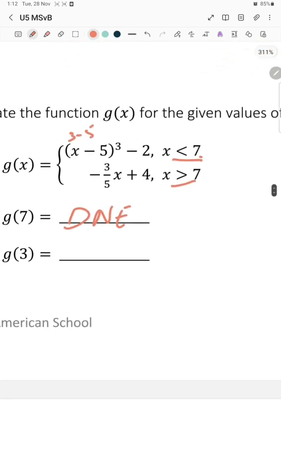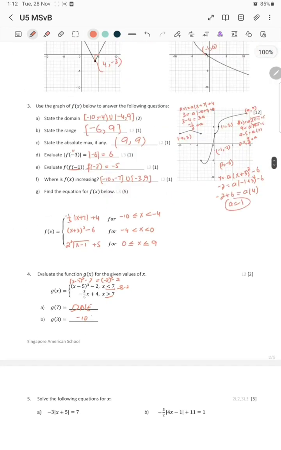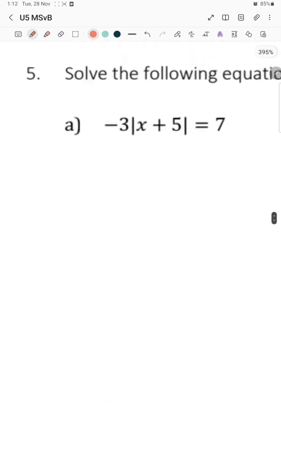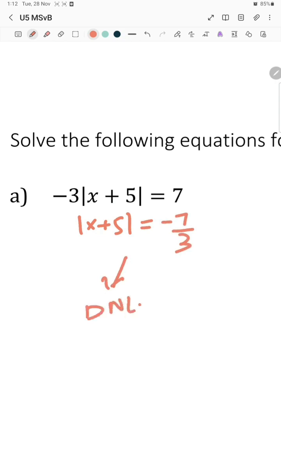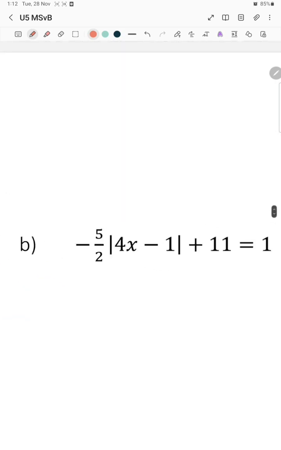So (3 minus 5) whole cube minus 2. 3 minus 5 is minus 2, whole cube, minus 2. Minus 8 minus 2, minus 10. Solve the following for x: x plus 5 is equal to minus 7 by 3, which does not exist or has no solution.